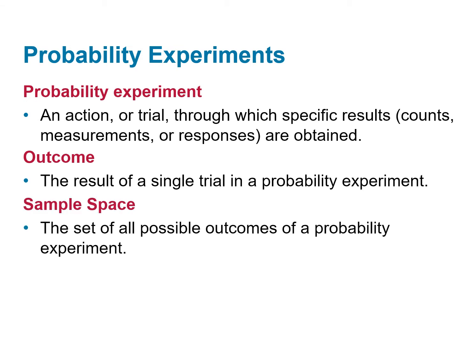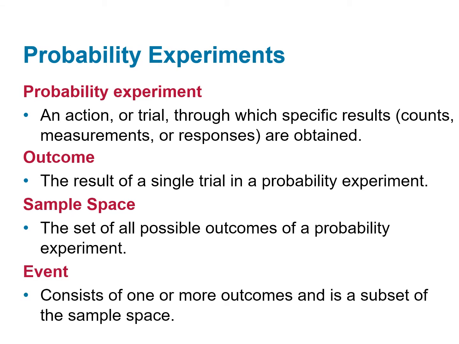Sample space is the set of all possible outcomes of a probability experiment. And we're going to look a little bit closer at some examples of that here in a little bit. And an event is basically just one or more outcomes from a sample space. So it's just simply a specific outcome from a sample space.